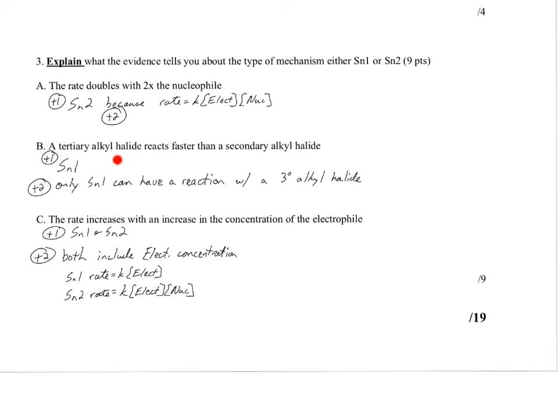B, a tertiary alkyl halide reacts faster than a secondary. That would have to be an SN1 because only SN1 can have a reaction with a tertiary alkyl halide. Also, a tertiary alkyl halide will form a more stable carbocation. C, the rate increases with an increase in the concentration of electrophile. This is actually both. The electrophile is included in the rate laws for both an SN1 and an SN2. So increasing the concentration there would give a rate increase for both.